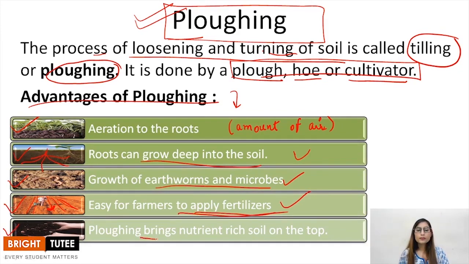Then plowing brings nutrient rich soil on the top. This is the most important advantage, that the nutrient rich soil, which is somewhat beneath a few centimeters, is brought on the surface by plowing, right? So these are the advantages.